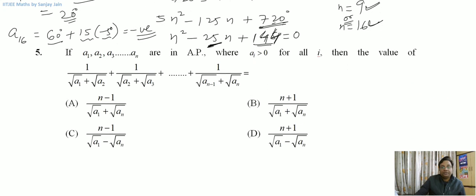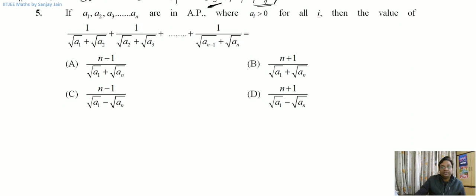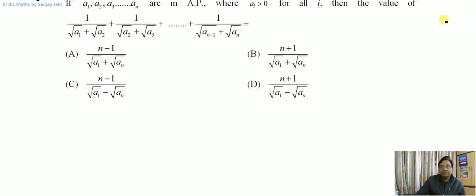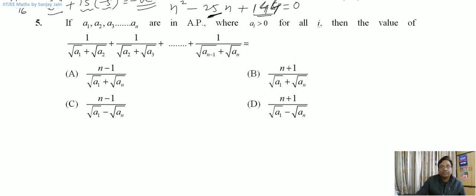This question we have already solved, so I'll give you the direct answer. This question we have solved in our theory lectures, and the answer was (n minus 1) divided by (square root of a1 plus square root of an). Okay.